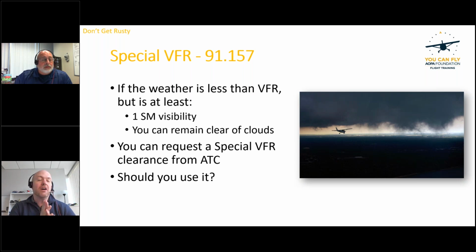Special VFR. If you are not an instrument-rated pilot, then it's going to be during the daytime, sunrise to sunset. If you're instrument rated, you can get a special VFR clearance at night. However, 1 mile visibility is kind of interesting to work around. Definitely need to remain clear of clouds. And you have to request it from ATC. They cannot give it to you unless you actually request it.